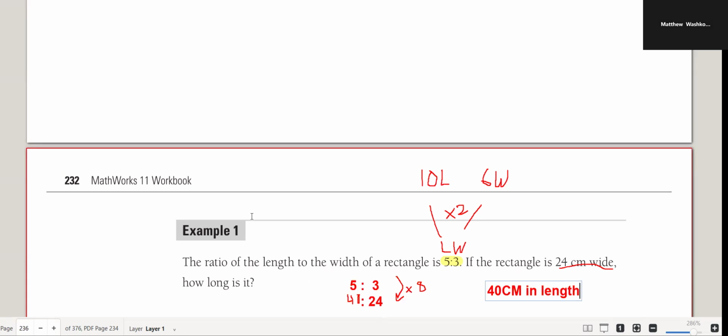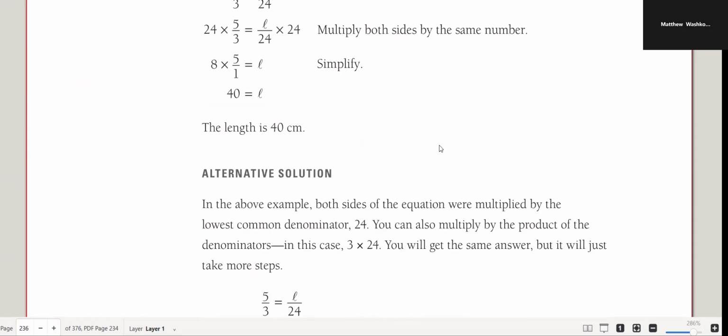Now, I could also do it as a fraction. Again, here, 5/3 is equal to, here's my length. I don't know what that is, but for the width, I know it's 24. And so you can do however you like, whichever works best for you. Some people really, the fractions just click better for them. And if that's the case, go for it. But you just got to structure it right.